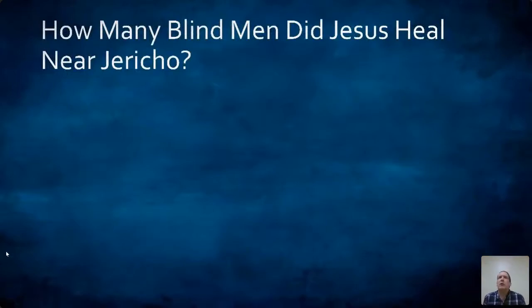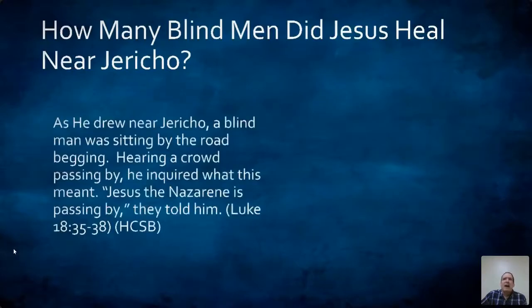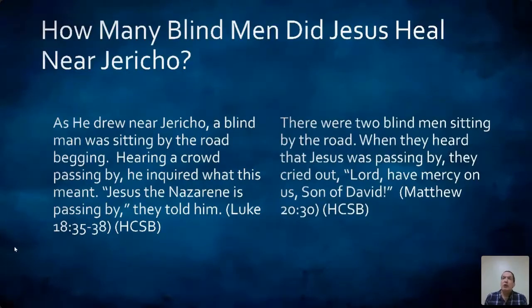Here's an example your skeptical friend might bring up. How many blind men did Jesus heal near Jericho? Luke 18:35 through 38, as Jesus drew near Jericho, a blind man was sitting by the road begging. Hearing a crowd passing by, he inquired what this meant. Jesus the Nazarene is passing by, they told him. And Jesus goes on to heal that man. Matthew 20:30, there were two blind men sitting by the road. When they heard that Jesus was passing by, they cried out, "Lord, have mercy on us, Son of David." And Jesus goes on to heal those two blind men.